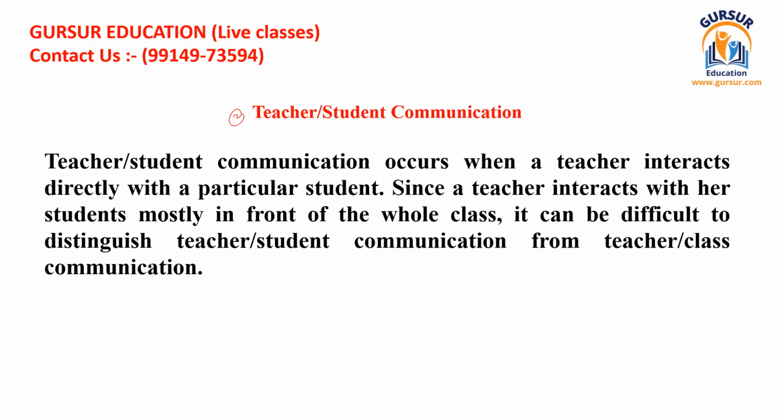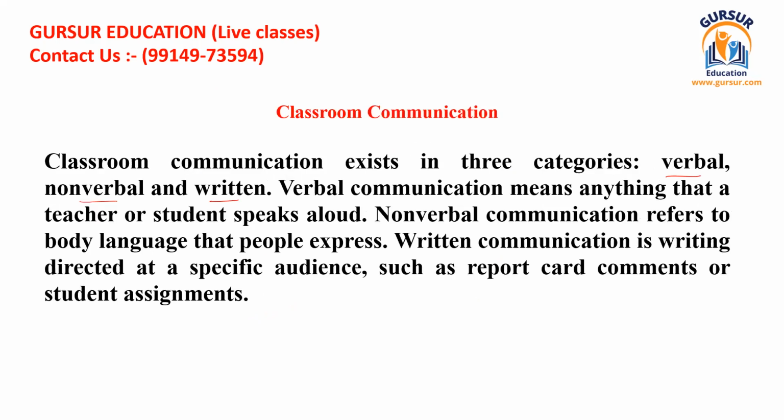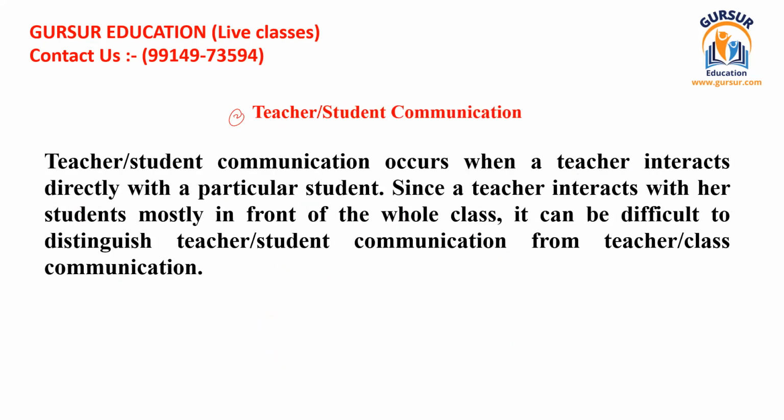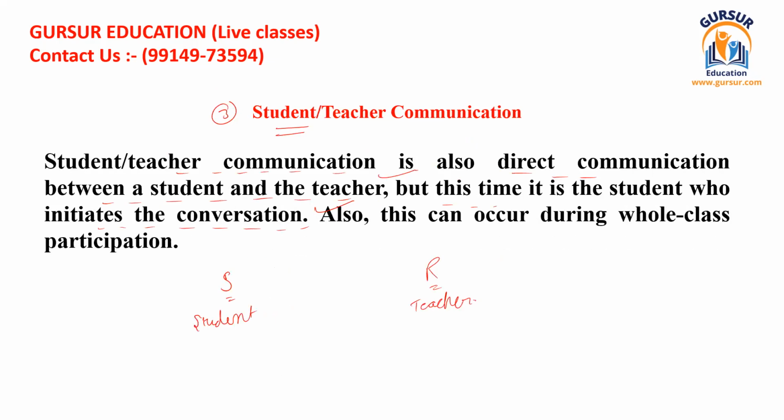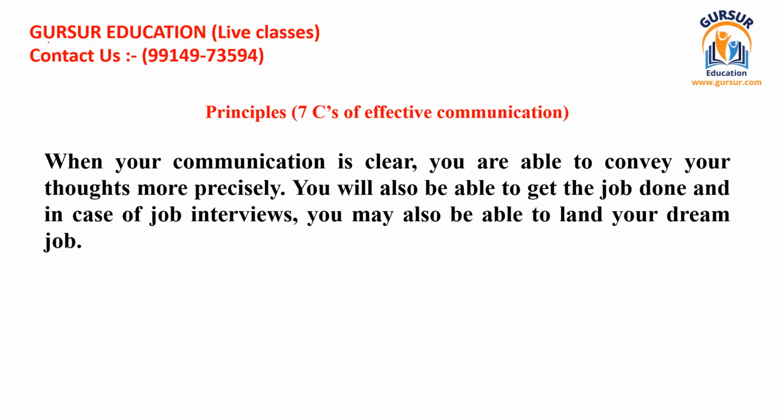So now I think you have got the idea of how classroom communication exists and happens. There are only 5 ways. The first was teacher-class, the second teacher-student, then student-teacher, then student-student, and finally student-class communication.